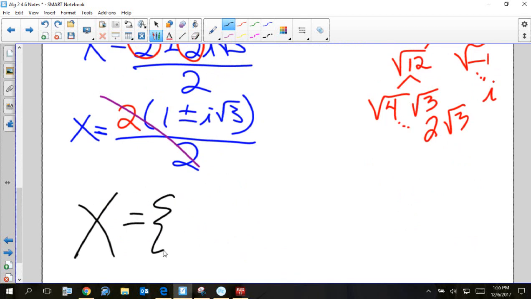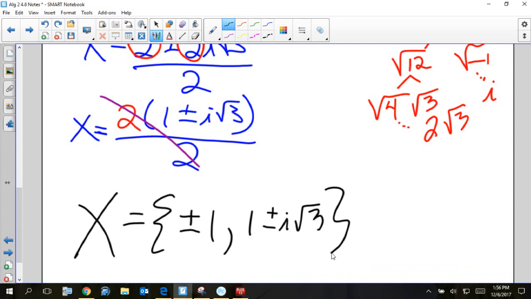So what were our solutions? We had plus and minus 1, and then we have 1 plus or minus i radical 3 for all of our zeros. But why is there only 4 sitting there? Because the 1 had a multiplicity of 2. So there's really 5 there. We just can't tell by looking at them. We have to go through all of our work to know that.